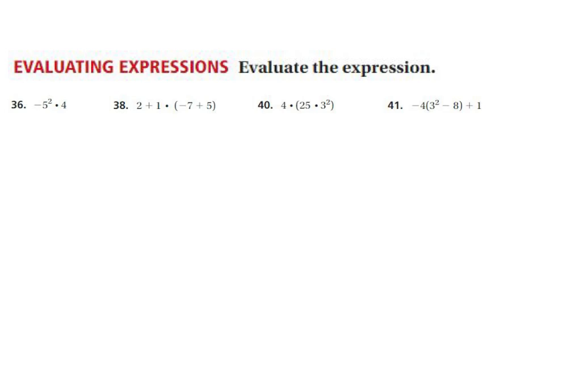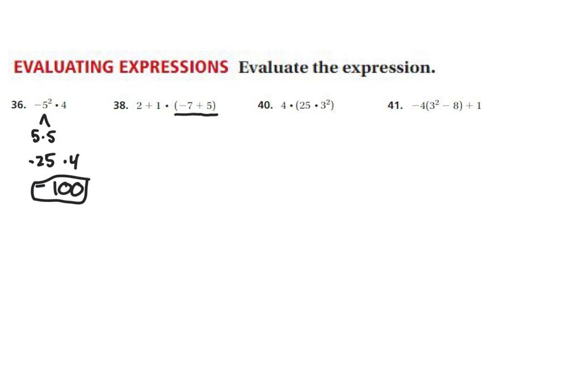Continuing to evaluate the expressions, this is going to be the opposite of 5 squared. So 5 squared is going to be 5 times 5, which is 25. And then we're going to take the opposite of that. So negative 25 times 4. A negative times a positive is going to be a negative. And 25 times 4 is 100. So negative 100.